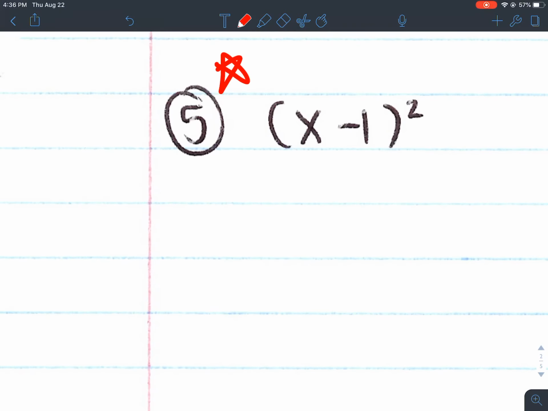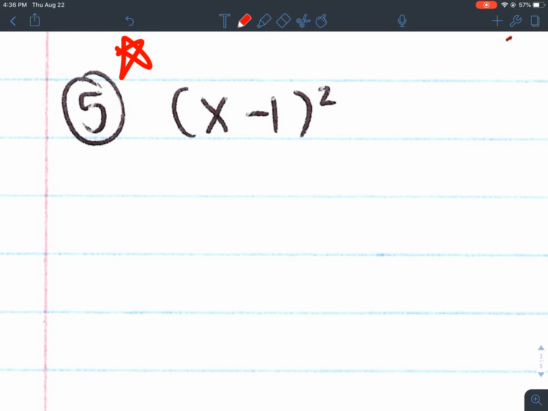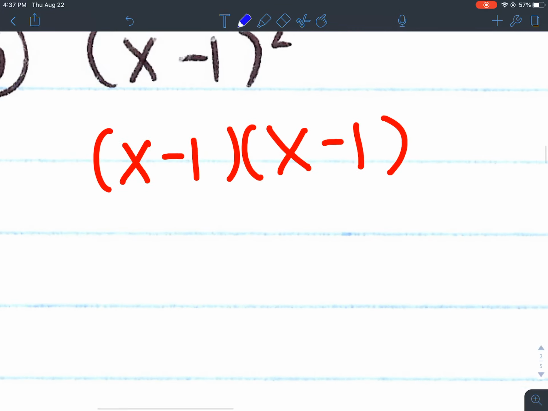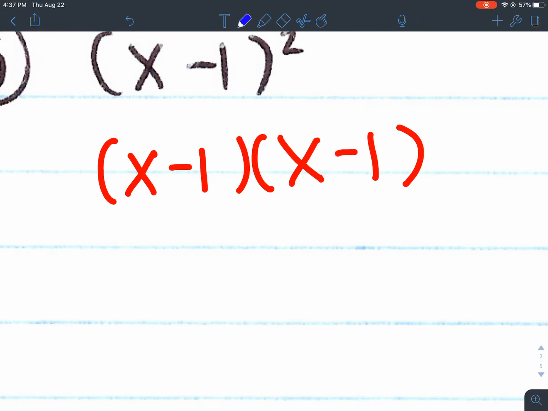Well, what does it mean to have something squared? If I have x squared, what does that mean? It means I have x times x. I have something times itself. So if I have x minus 1 squared, it means I have x minus 1 times itself. So for this one, you write it twice. Just think about that little exponent 2 telling you to write it twice. Double. All right, and then from here, you're going to go ahead and double distribute.